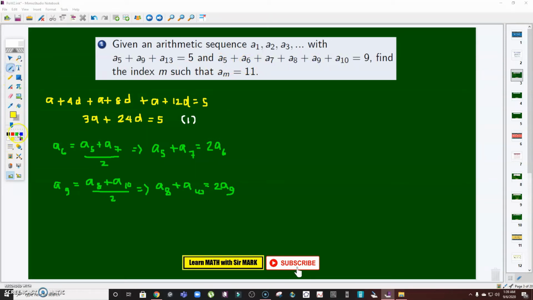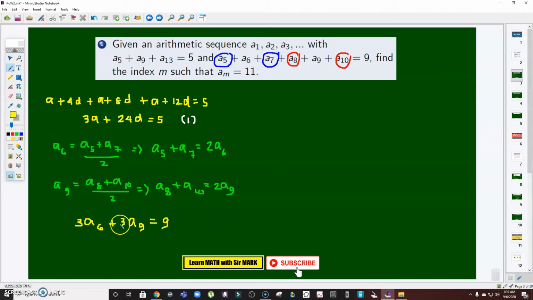Now, look at this. Since the sum of the 5th and the 7th term is equal to 2a sub 6, and you add a sub 6, you'll end up with 3a sub 6. See that? Similarly, the sum of the 8th and 10th term is equal to twice the 9th term, and you have another 9th term here, so adding it will end up with 3a sub 9, and that's equal to 9. There you go.